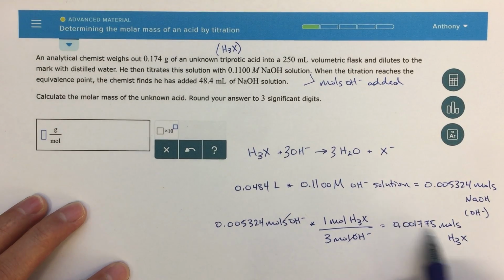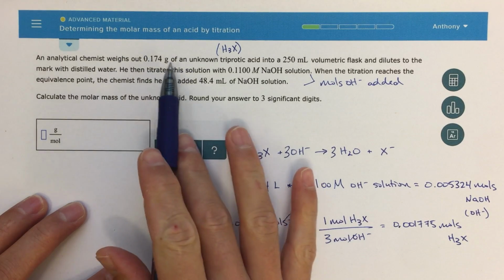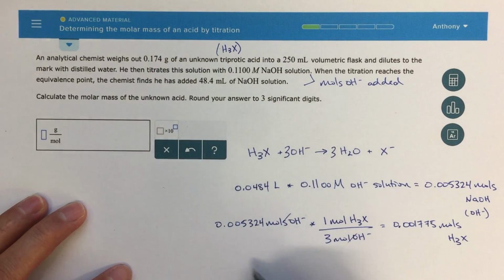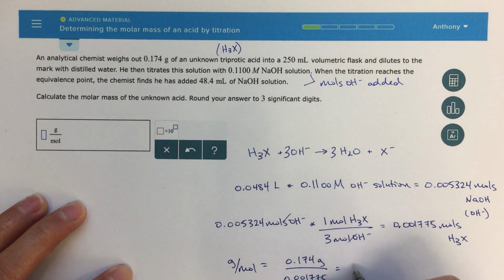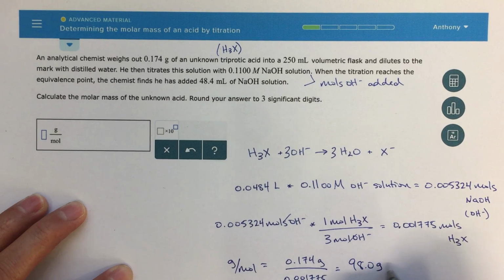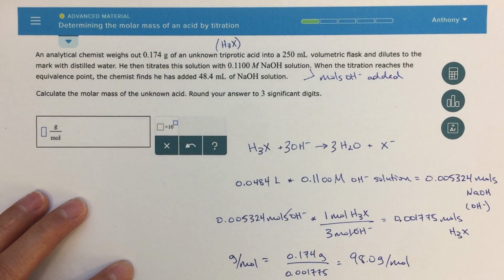Now we're ready to finish the problem. We have our moles of H3X, we have our grams of H3X from our original problem. So the grams per mole should equal 0.174 grams divided by this number of moles, 0.001775. And I got a value of 98.0 grams per mole for this problem. Make sure you guys can see that, 98.0 grams per mole. We're asked for 3 sig figs, so we're good to go with this answer. All right.